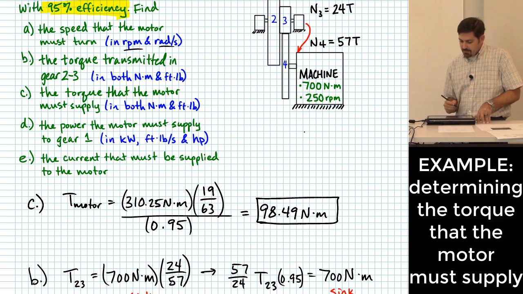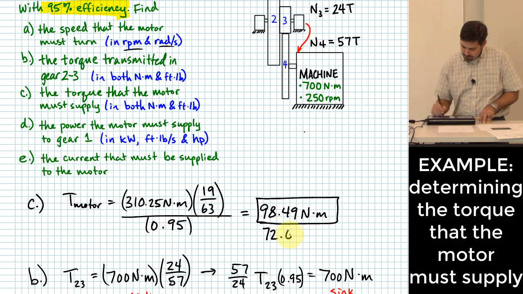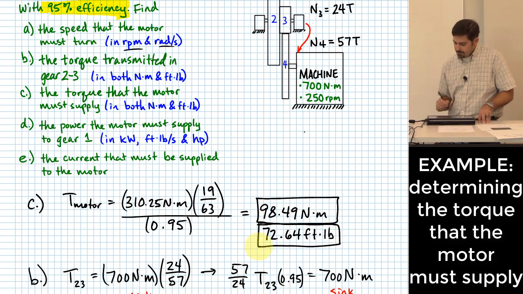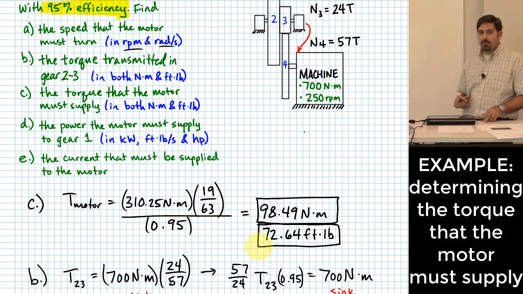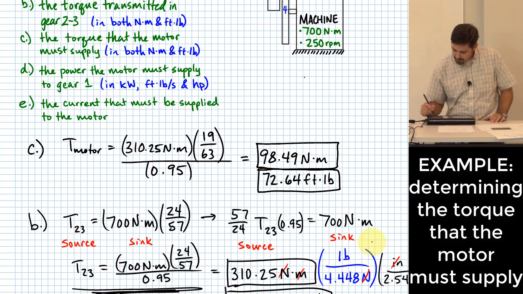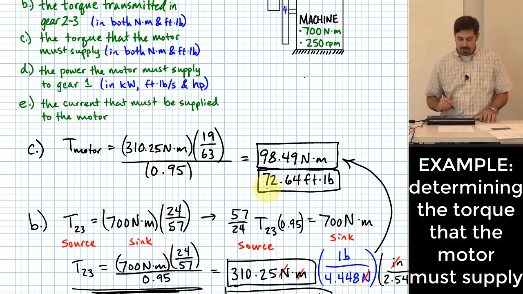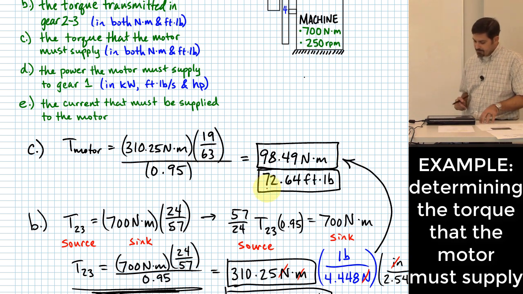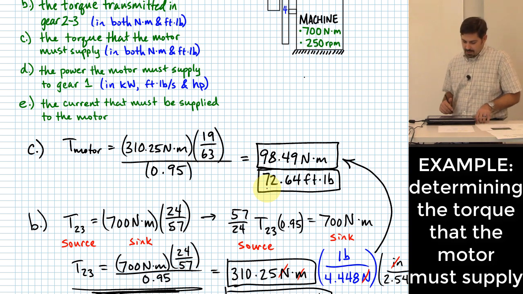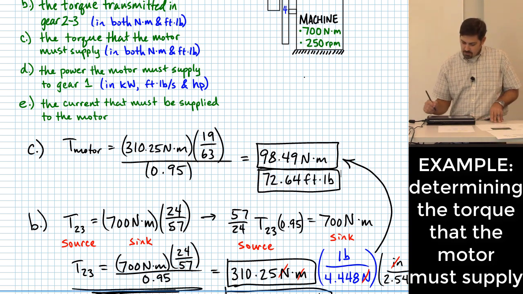Okay. I'll leave that as an exercise for you to figure out. I'll just report to you that it winds up being 72.64 foot-pounds. But it's the same factors that I just did down here in this problem. You take those same factors and you multiply them by that, and you'll get 72.64 foot-pounds. All right? Good enough? What about part D?